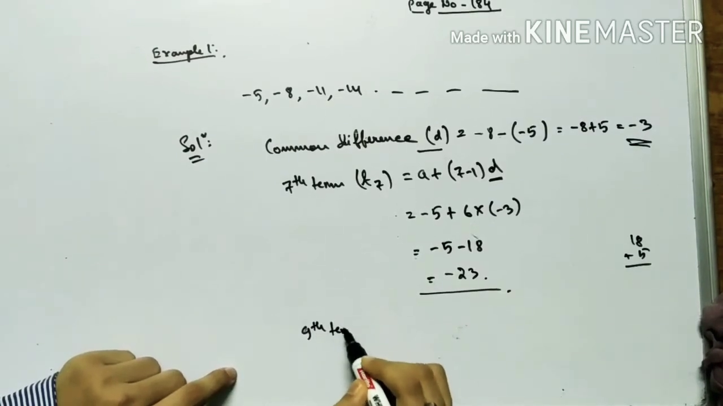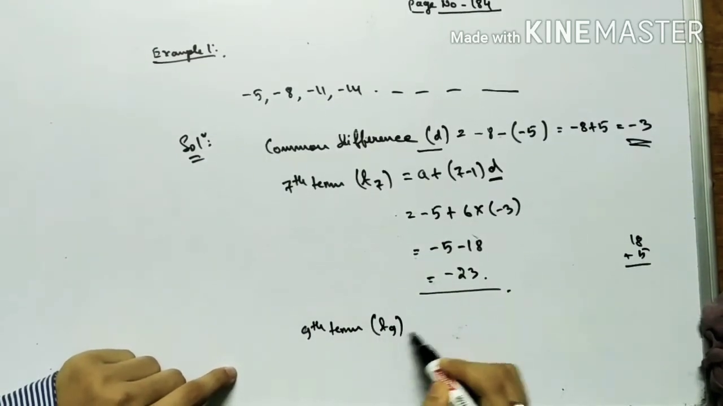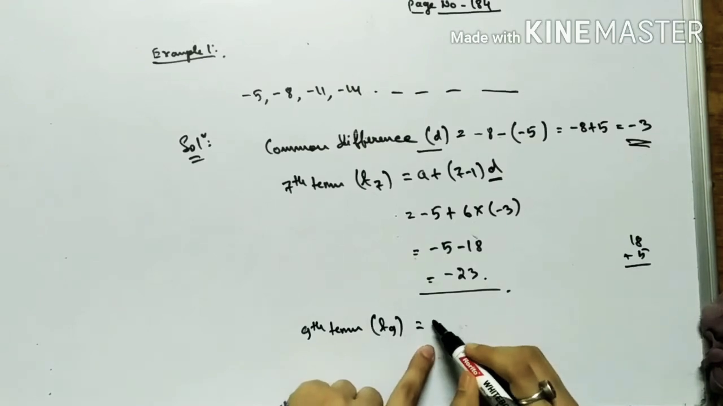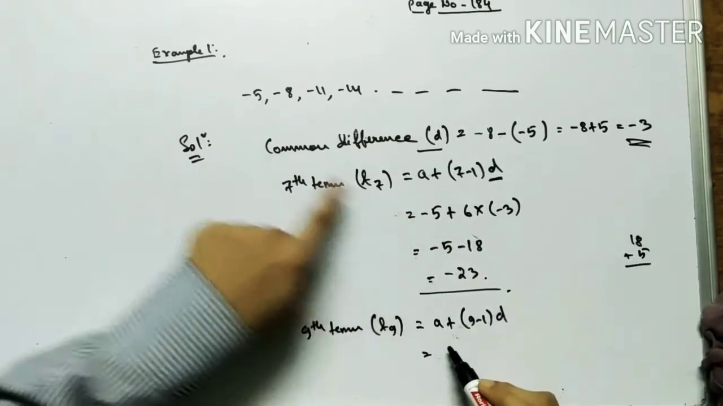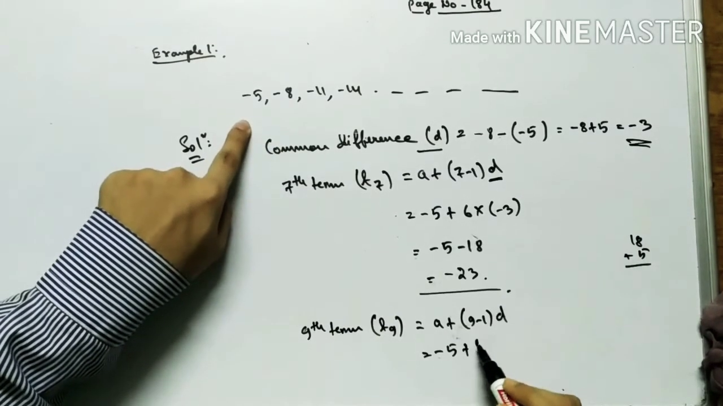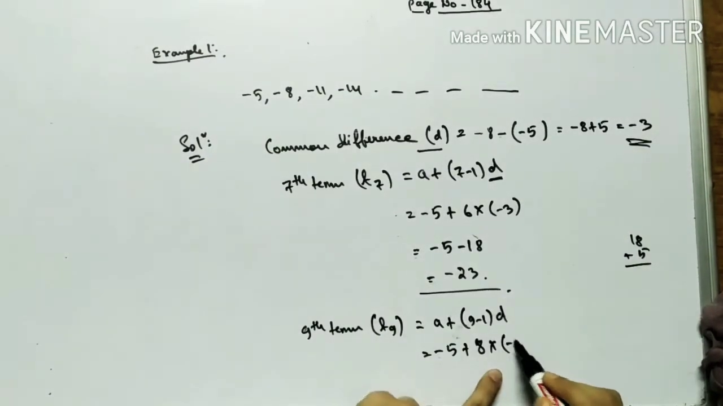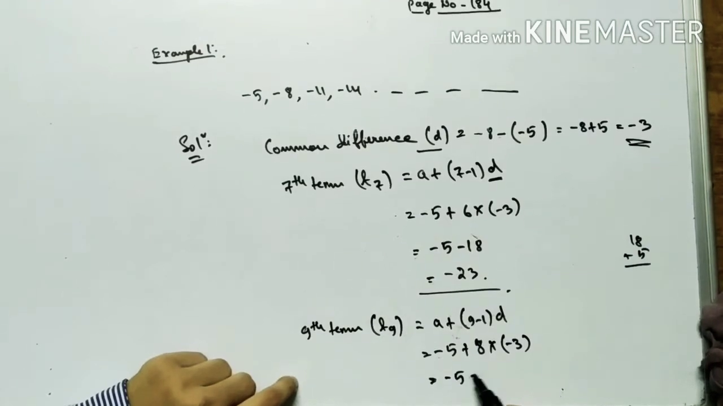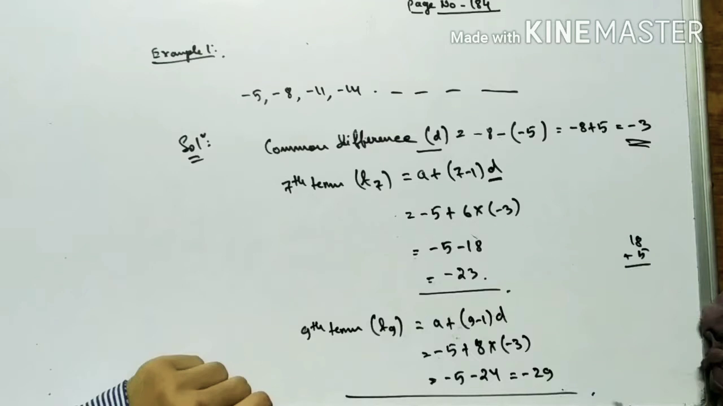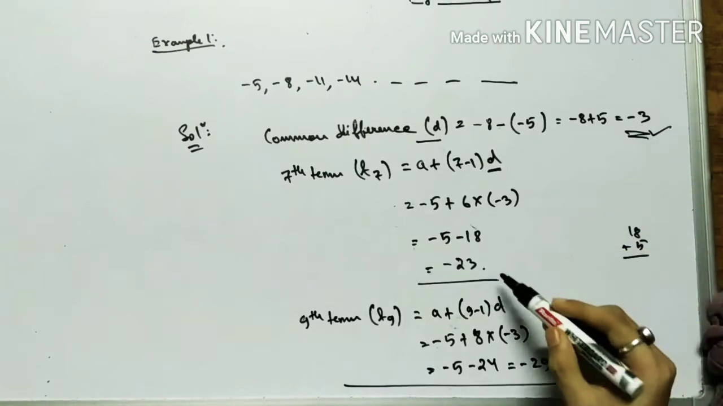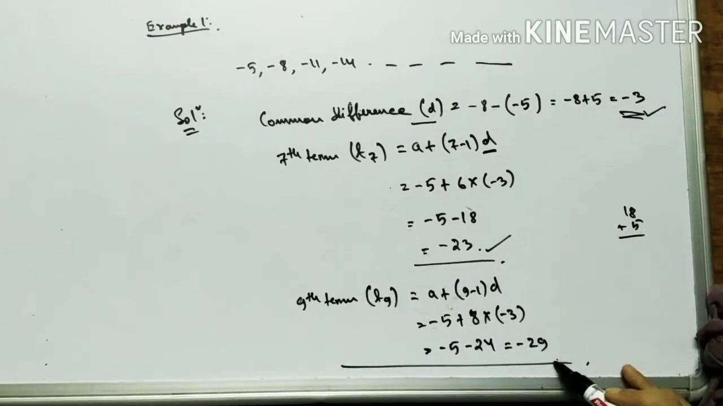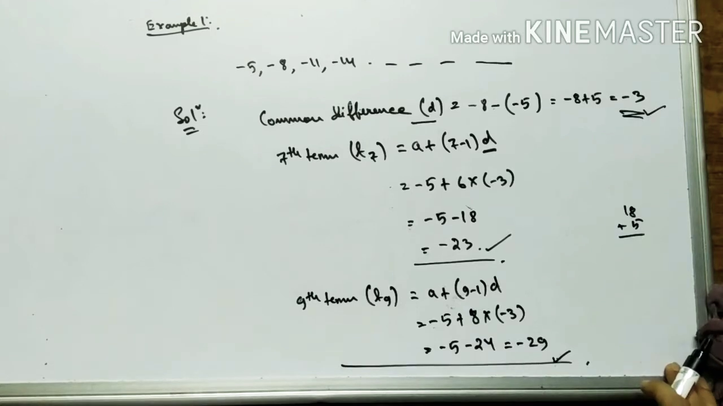And then the 9th term t9, it will be is equals to, what did I say? It will be a plus 9 minus 1 into d. First term is again -5 plus 8 into common difference -3. So -5 minus 24. So this will be is equals to -29. This is our answer. Understand, common difference -3, 7th term is -23, and the 9th term will be -29.